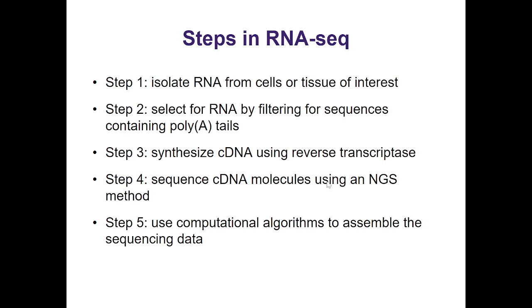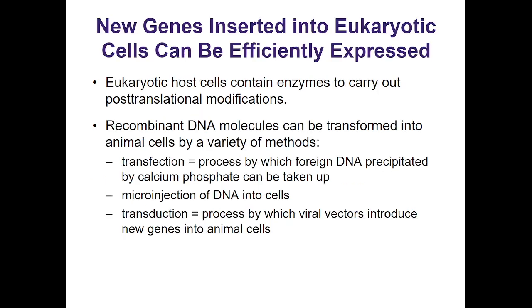Remember where we primed it at the poly-A tail and replicated it? Step 4 is to sequence the cDNA molecules using an NGS method. You could use the older methods, they'd just be really, really slow. So the NGS method is much faster. Step 5 is to use computational algorithms to assemble the sequencing data. Typically you would have a bunch of different cDNAs that you sequence, and then you assemble those because they're going to have some spots that match up, and you can assemble them into more complete genes. You may not get the full thing and have to do a few more experiments, but you'll get pretty close.